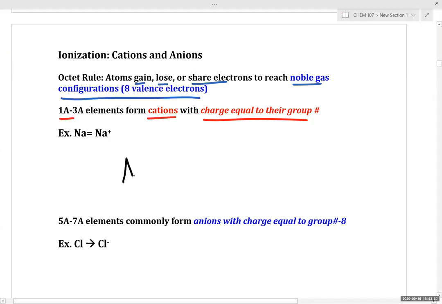So sodium in Lewis dot form looks something like this. To reach a noble gas-like configuration, we just need to lose this one electron to generate sodium plus.